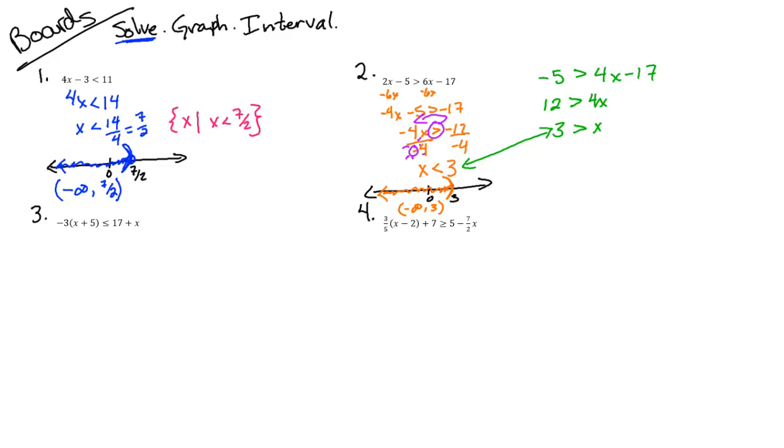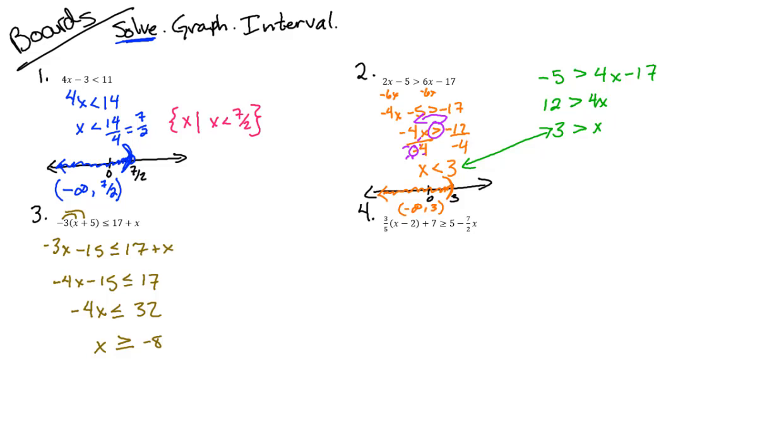Good. Alrighty, let's try another one. Number 3. Okay, we're going to solve this the same way. We have parentheses, so we got to get rid of them by multiplying those through. Negative 3x minus 15 less than or equal to 17 plus x. Subtract x over here, and we get negative 4x minus 15 is less than or equal to 17. And add 15 over there, we get negative 4x is less than or equal to 32. Divide by a negative 4 and we get x is greater than or equal to negative 8.